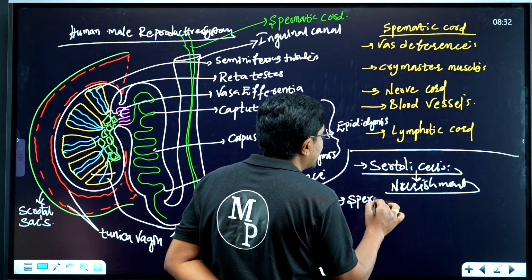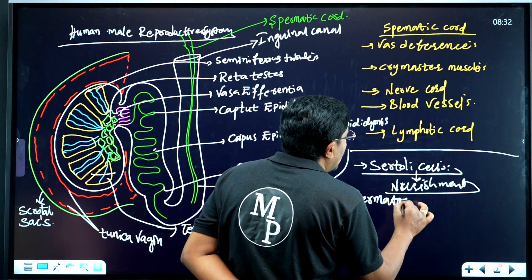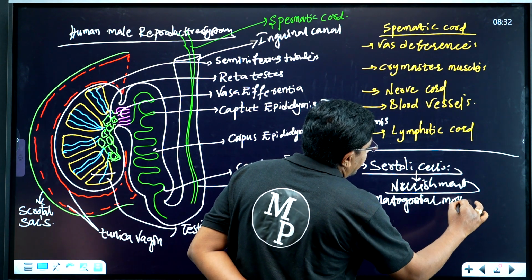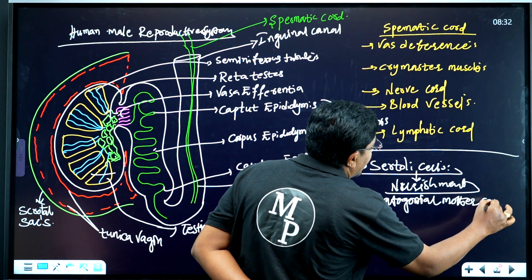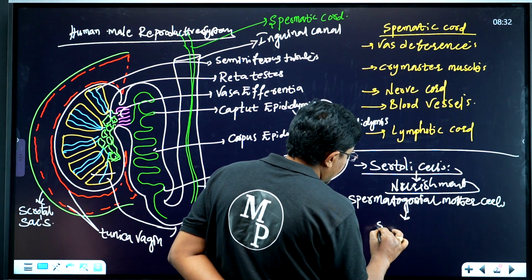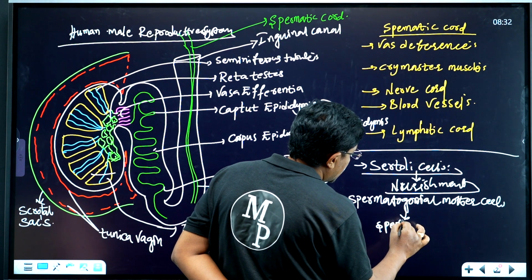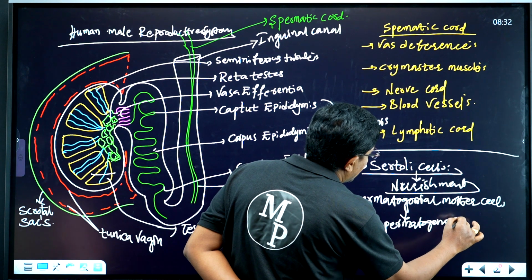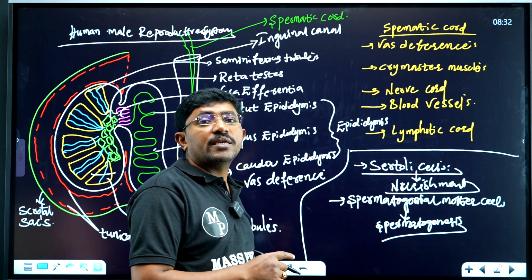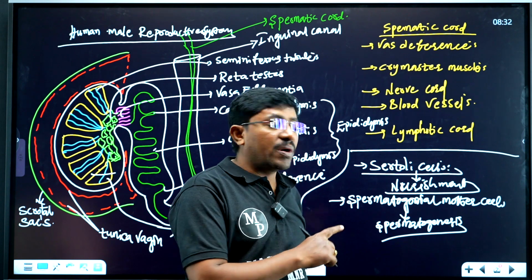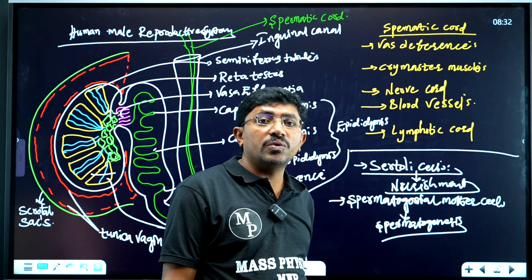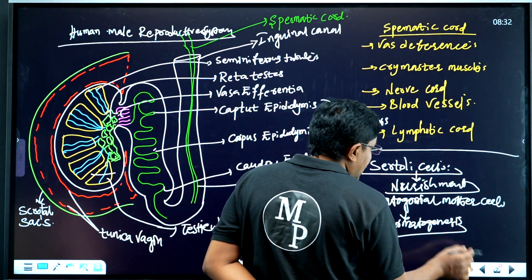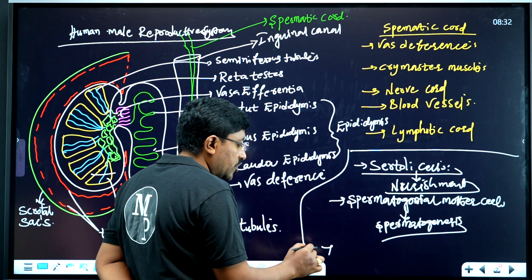Next, the spermatogonial mother cells. These spermatogonial mother cells continue the spermatogenesis process. Spermatogenesis means sperm production takes place here. The sperm production takes place from the spermatogonial mother cells, and these two types of cells are present inside the seminiferous tubule.